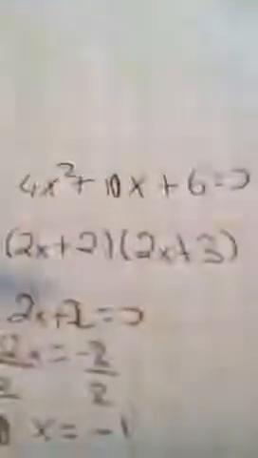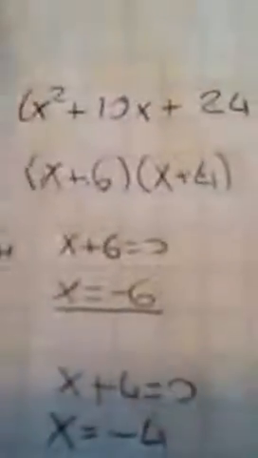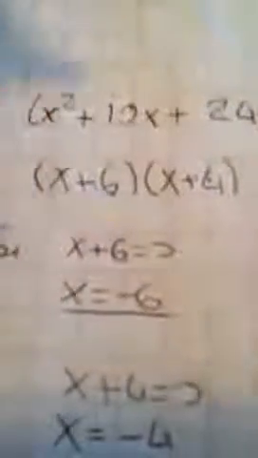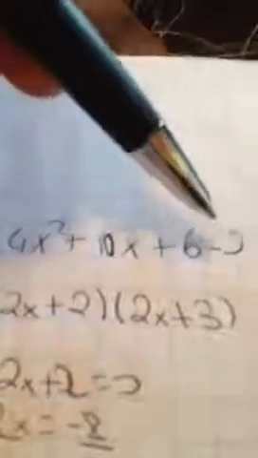Next problem, 4x squared plus 10x plus 6. So you're going to break the 4x squared down into 2x and 2x, which is different from these over here, which are just x's because it's only one x squared. So now you have to find numbers that multiply together into 6, but also add up into 10.